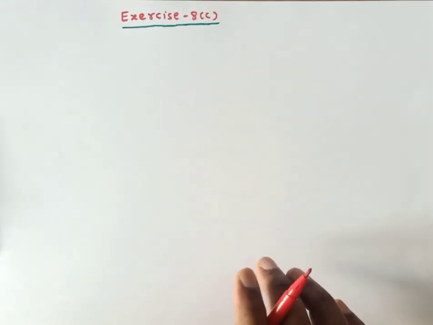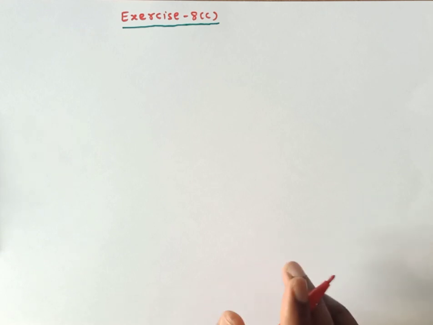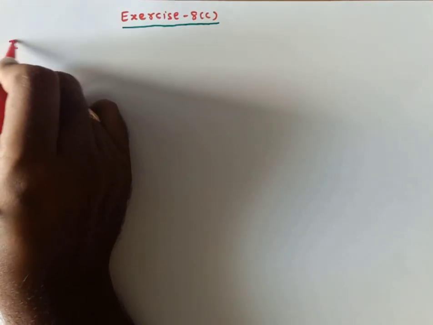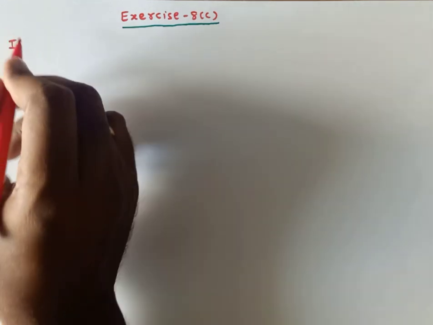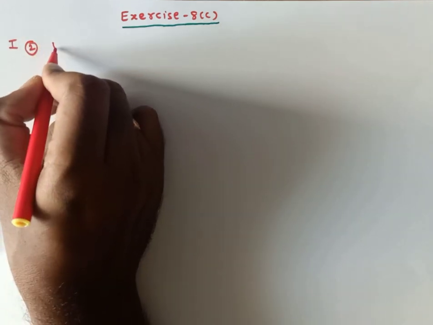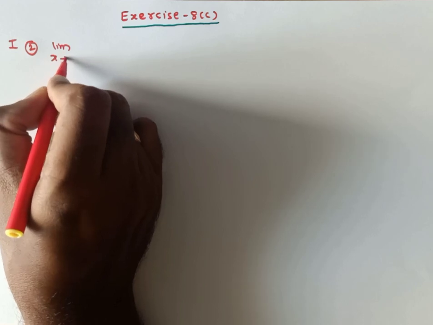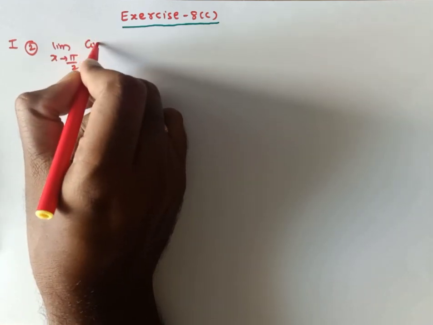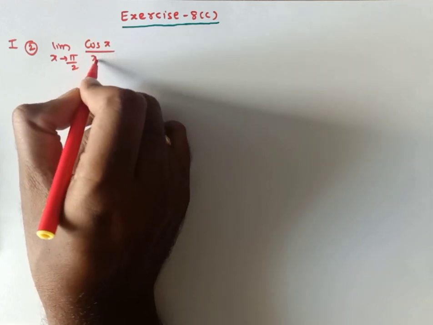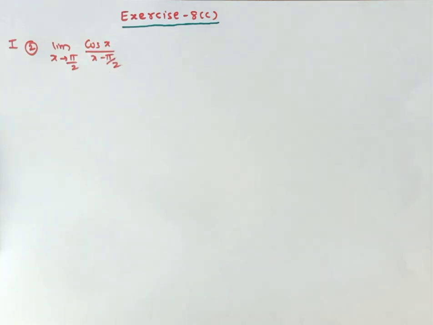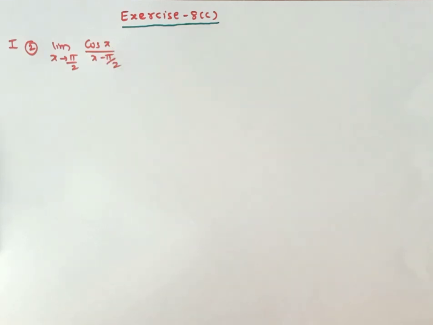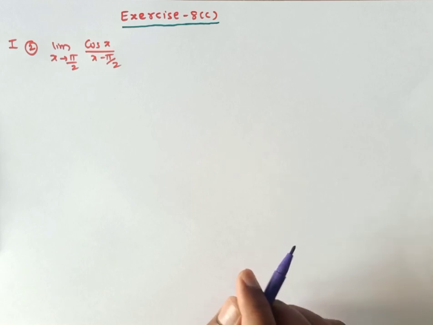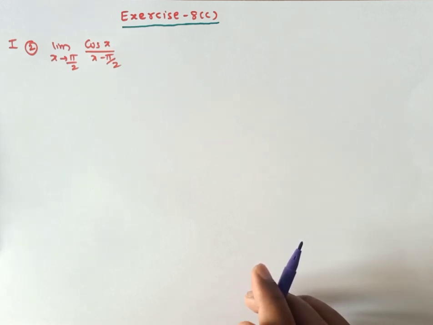So now let's see some problems from exercise 8c. The first problem can be done easily by you. Then see the second problem. It is limit x tends to pi by 2 of cos x by x minus pi by 2. Now, what is our first method? First you need to apply the limit directly. Then what happens? cos pi by 2 means 0 and the denominator is also 0. So we cannot divide 0 with 0, so you need to factorize or convert it into some formula.